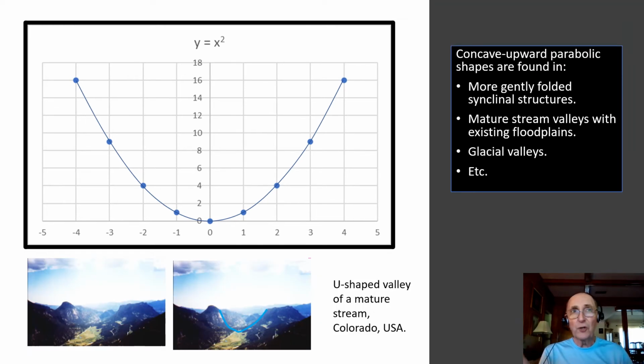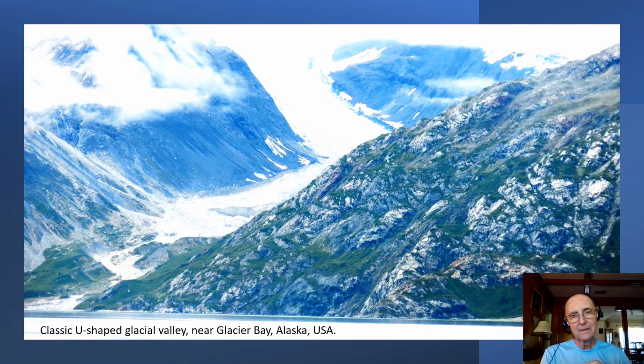What geological features could exhibit a concave upward parabolic shape? Well, more gently folded synclinal structures, also mature stream valleys with existing floodplains, as well as glacial valleys, for example. And this is a great photograph, if I may say so myself. This is a classic U-shaped glacial valley near Glacier Bay in Alaska.